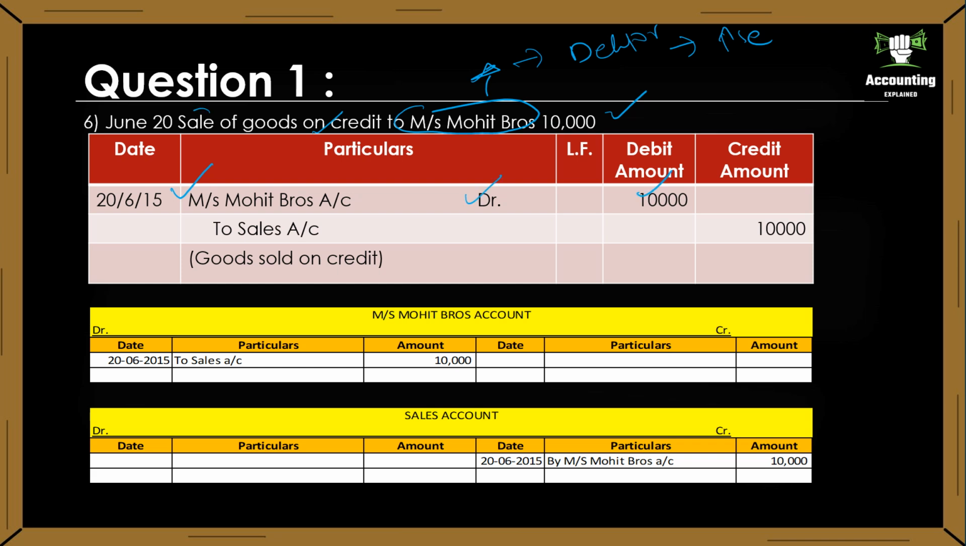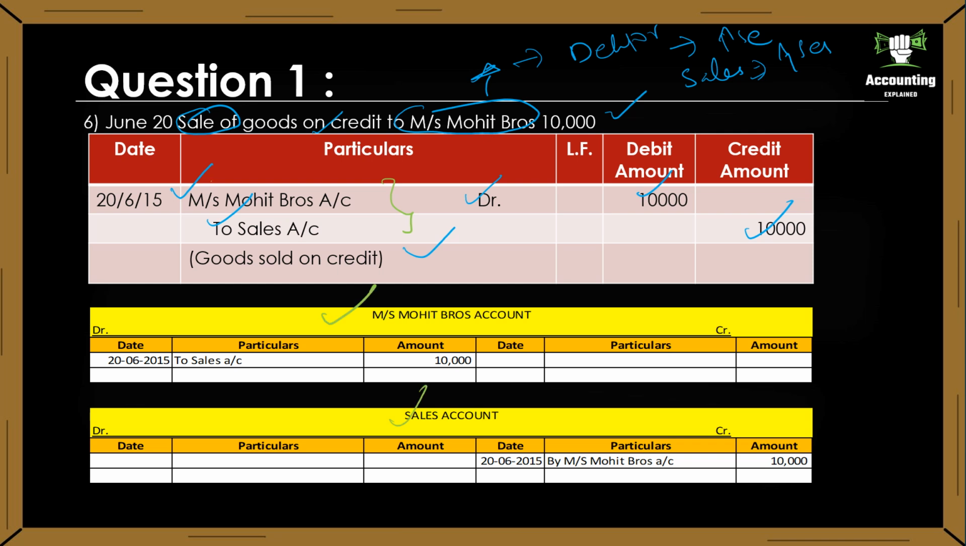So you have sold goods, the goods which are for the business you have sold, then it is called sales. Sales is an income. When the income increases, you have to credit it, sales account 10,000 rupees. Goods sold on credit is the journal entry. So these two are new accounts. So we are going to open new accounts, Messrs. Mohit Brothers account and sales account.